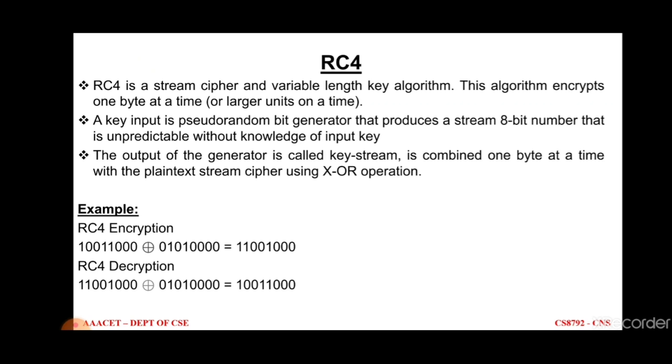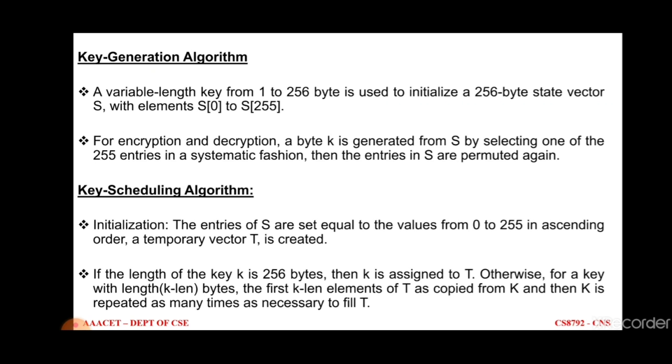The XOR operation result is: 1 XOR 0 is 1 and 0 XOR 1 is 1. Otherwise, 0 XOR 0 is 0 and 1 XOR 1 is 0. So the same XOR operation is performed for encryption and decryption. There are two algorithms: one is the key generation algorithm and the other is the key scheduling algorithm. The first algorithm is used to generate a key for performing the encryption process.